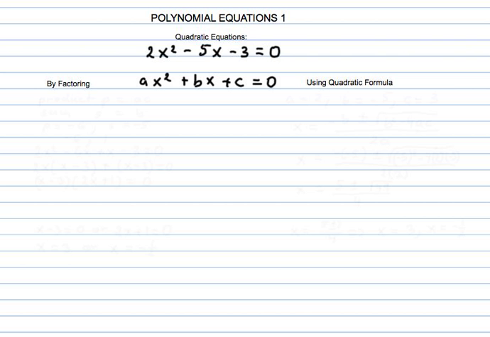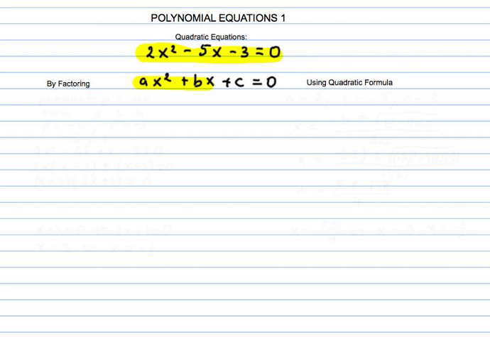Okay, so 2x squared minus 5x minus 3 is equal to 0. So this is an equation of the second degree. Why? Because the variable x is put to exponent 2. So this is the next degree that we will be solving. It's a quadratic equation because of the second degree. So we have two ways of solving that equation.